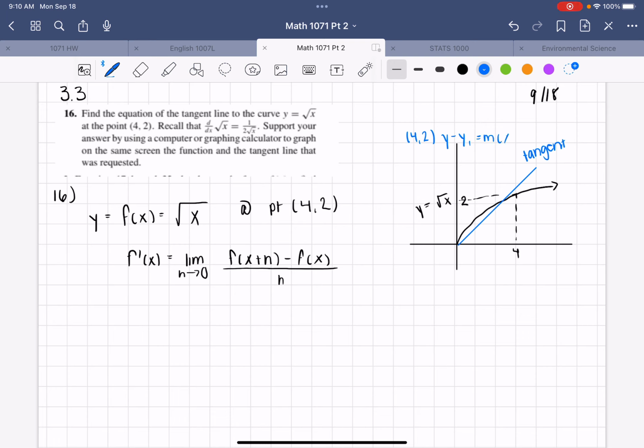M is the slope of the tangent, which is the derivative evaluated at that point, x equals 4. f prime of 4. That's the real guts of this problem. And so let's do that hard work.